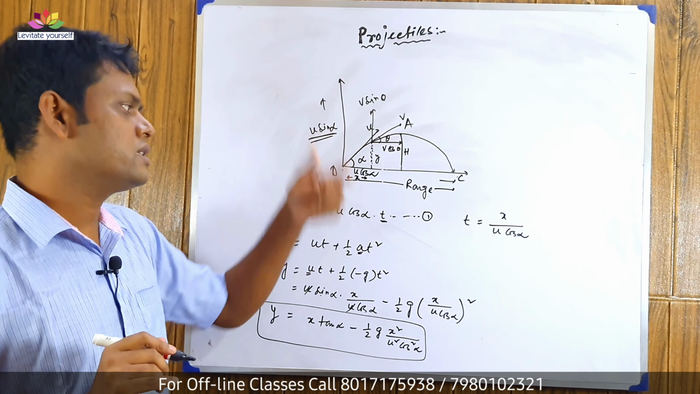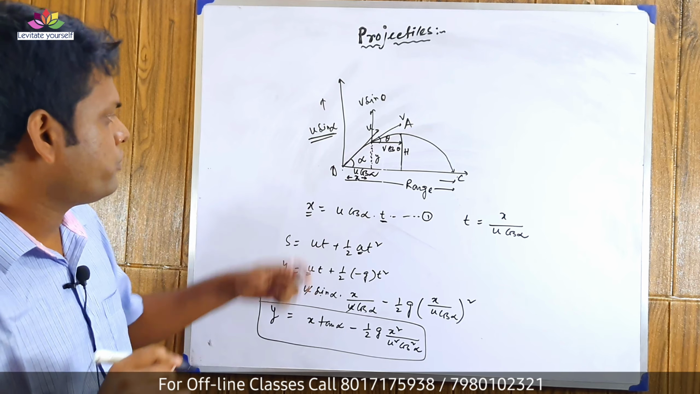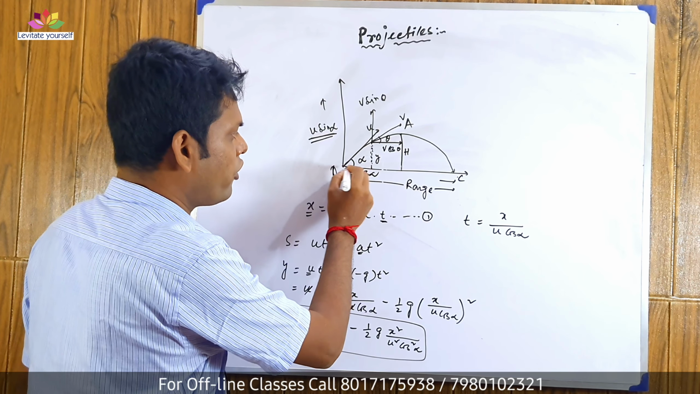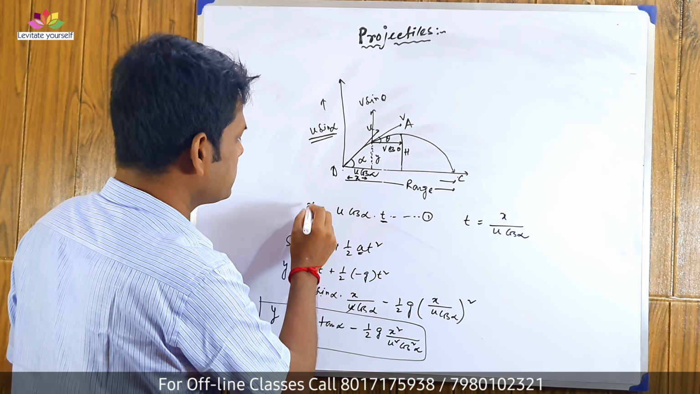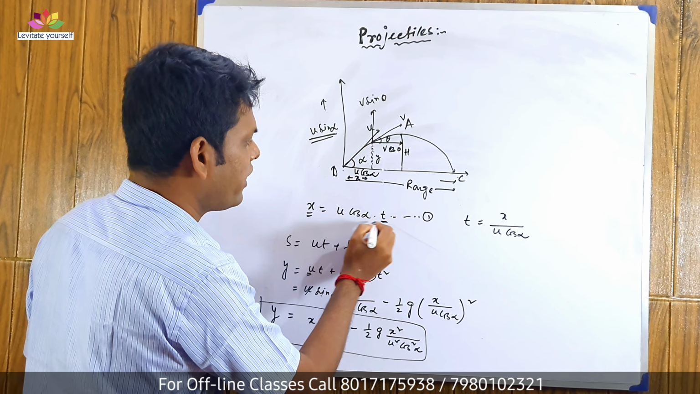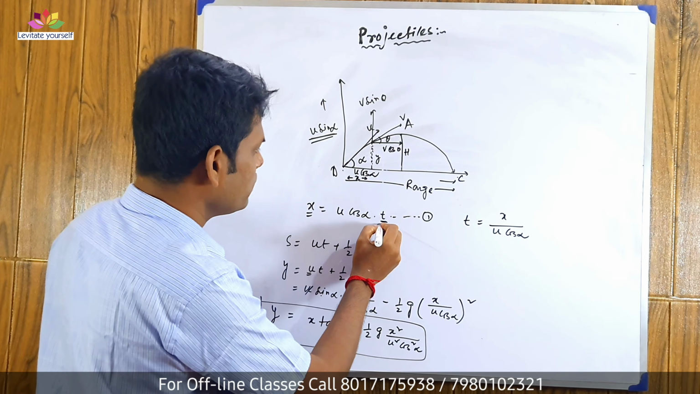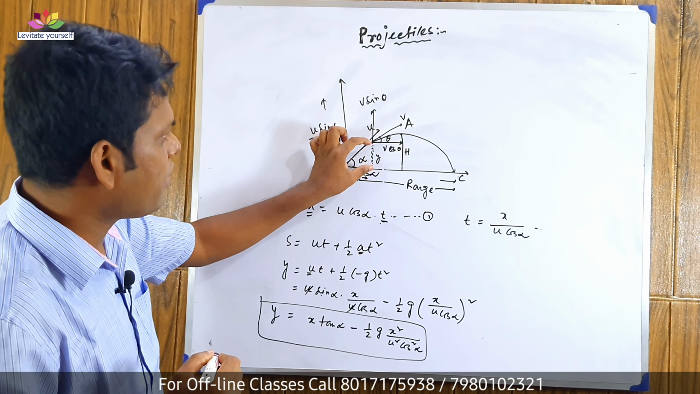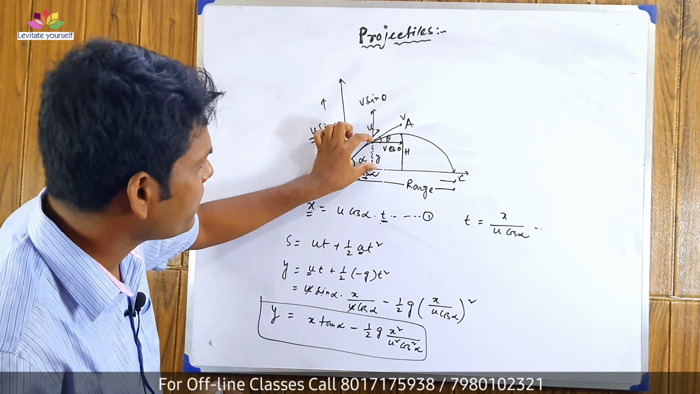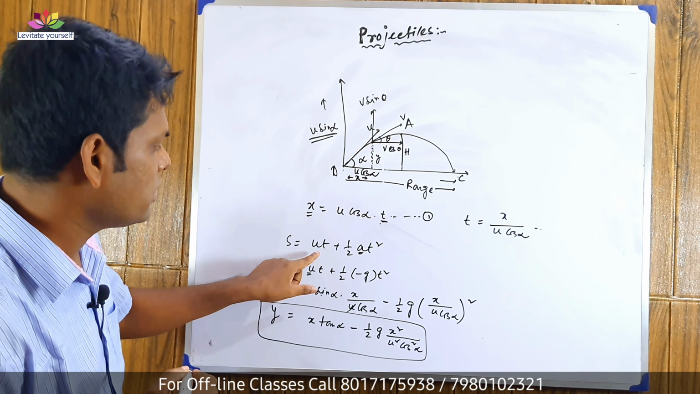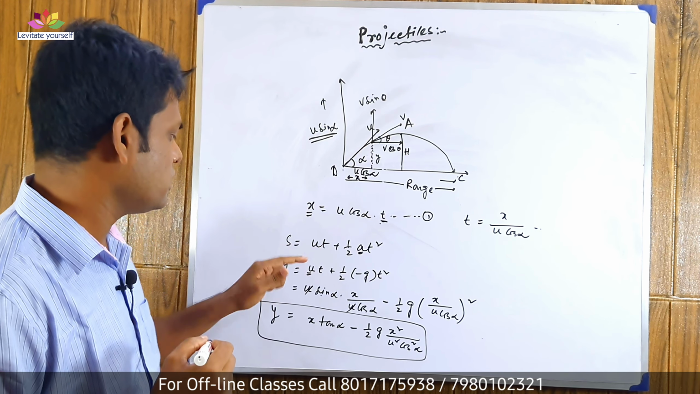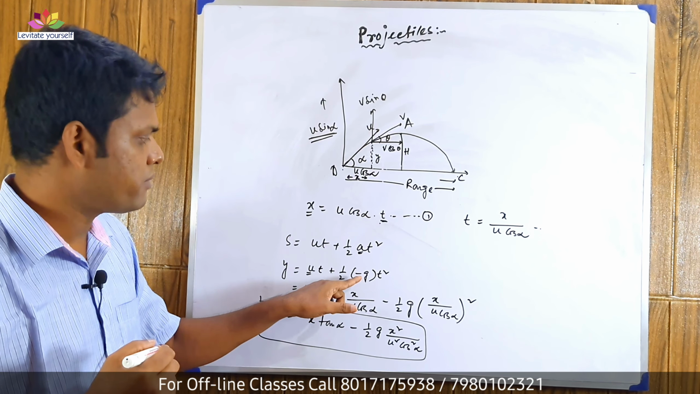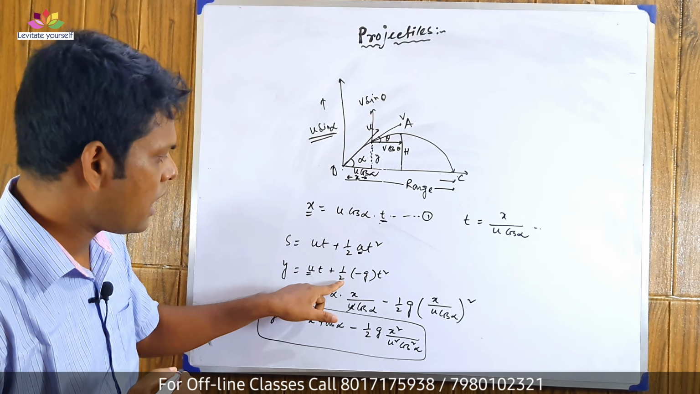Again I will discuss the whole thing. After a certain time t, the velocity component along the horizontal axis is u cos alpha, so the displacement is x equal to u cos alpha into t, so t is equal to x by u cos alpha. Next, after a certain time the vertical displacement is y. We know that s is equal to ut plus half at square. So y is equal to ut plus half a t square, where the acceleration is negative due to gravity, minus g, acting in the opposite direction. So half minus g t square.